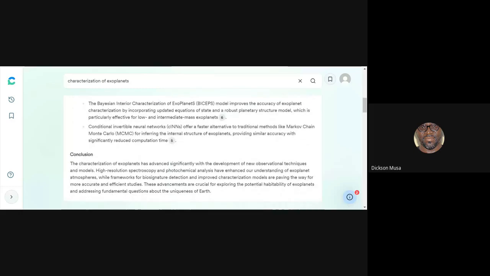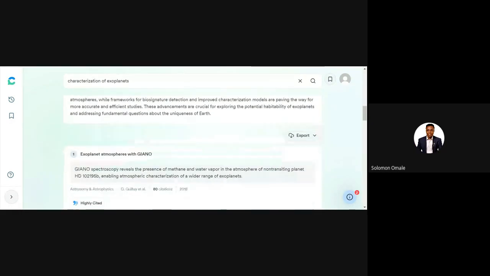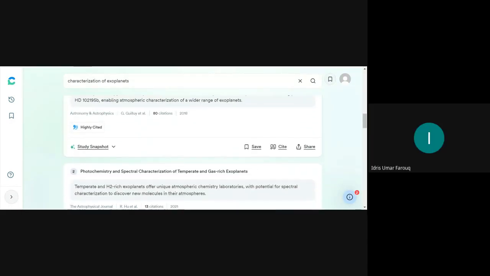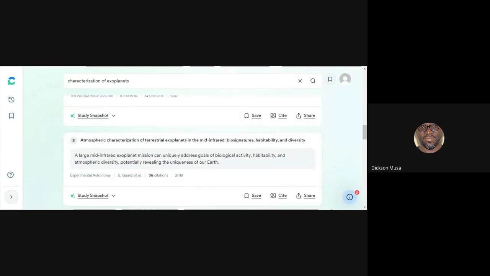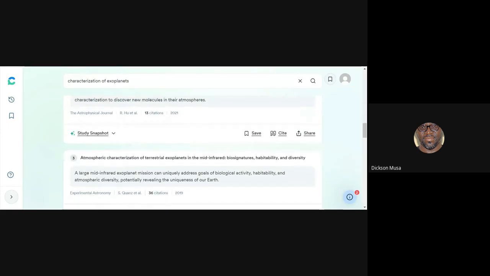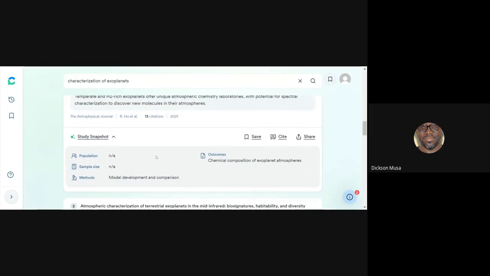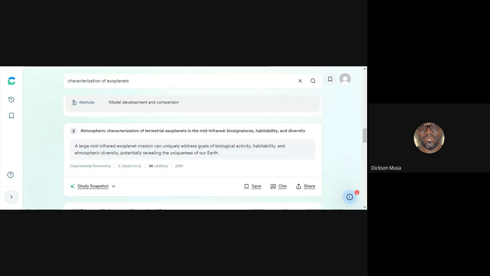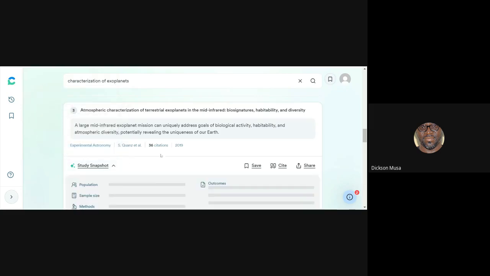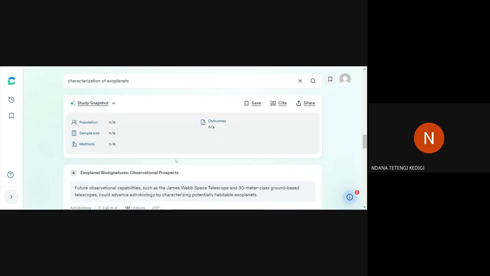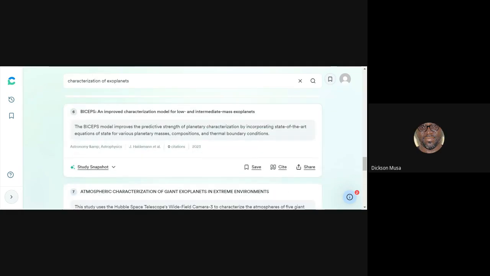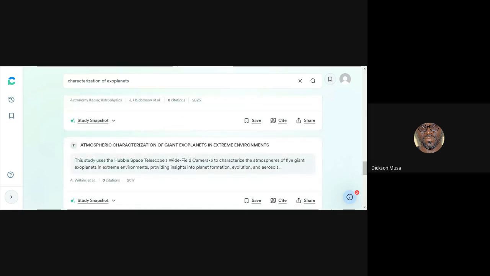Are we seeing this? I see. Yes. And it begins to give a snapshot. Apart from this, you can still expand this and still get more information on each paper. So it gives you, it solves.